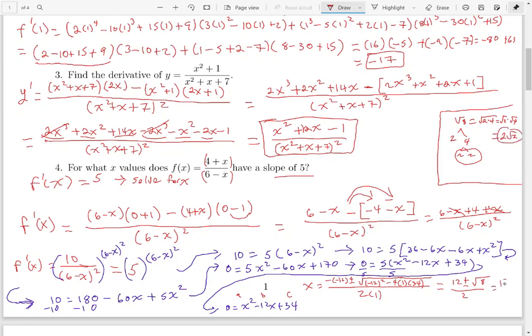So this is then 12 plus or minus 2 root 2, all divided by 2, but then via reduction, that's going to give me 12 divided by 2 is 6, 2 divided by 2 is 1, 6 plus or minus root 2. And so I claim those two x values are the location in my original function where my slope is 5.